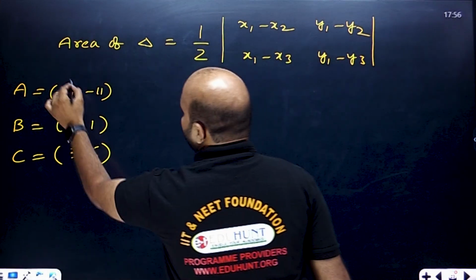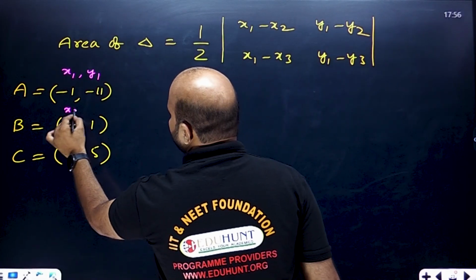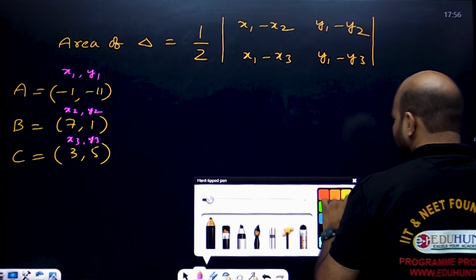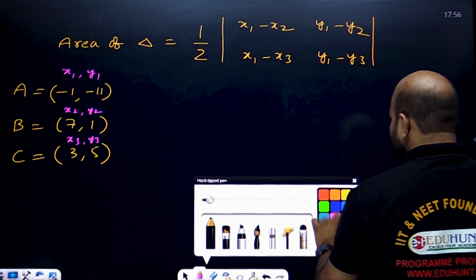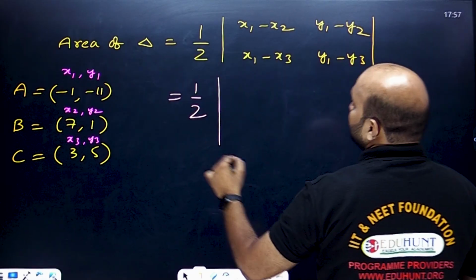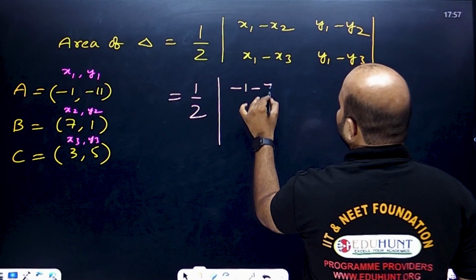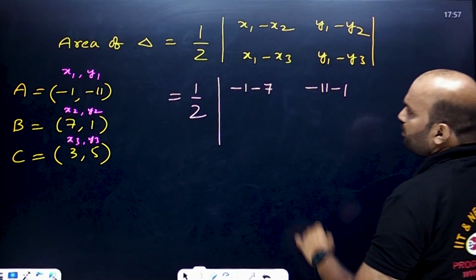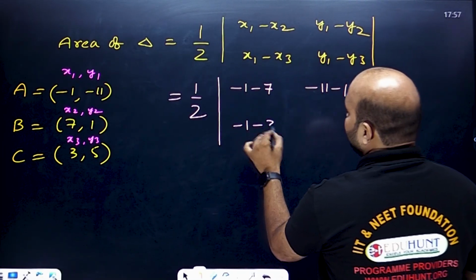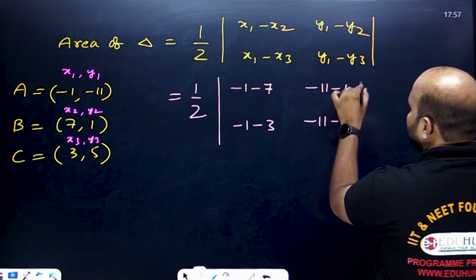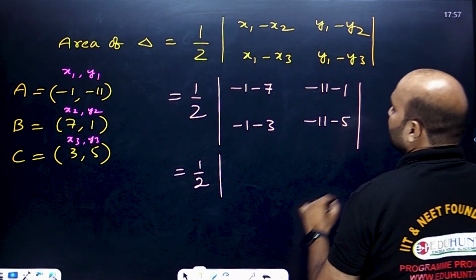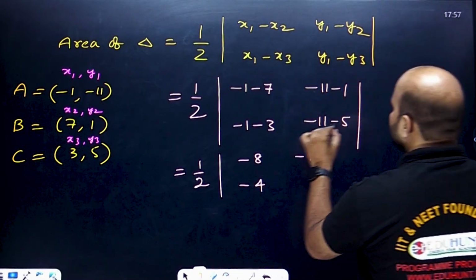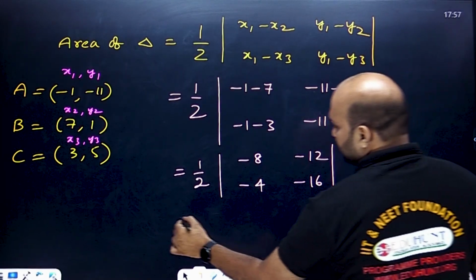Clearly we need to understand, the A coordinates I have taken as x1 comma y1, B coordinates x2 comma y2, C coordinates x3 comma y3. Substitute these coordinates in the area of the triangle determinant formula. It can be written as half mod of x1 minus x2, minus 1 minus 7, y1 minus y2, minus 11 minus 1. Second row x1 minus x3, minus 1 minus 3, y1 minus y3, minus 11 minus 5. So minus 1 minus 7 is minus 8, minus 11 minus 1 is minus 12, minus 1 minus 3 is minus 4, minus 11 minus 5 is minus 16. So what are you getting? All are negatives.